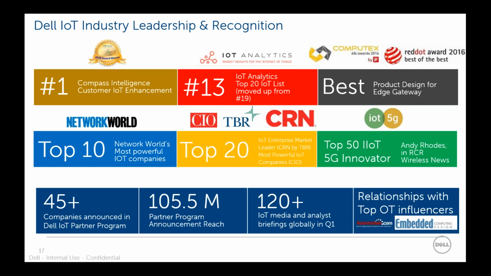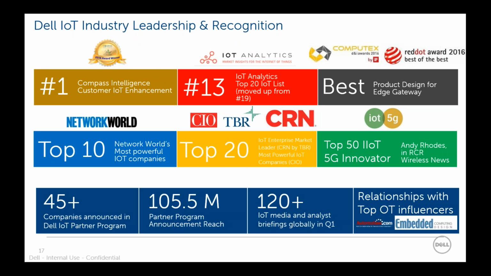The first one is from Compass Intelligence, receiving the Customer IoT Enhancement Award, being #1 there, really for our customer-centric approach to IoT and coming alongside our customers, bringing in the right partners and enabling them to get to quicker ROI in their environments. We all know there's a lot of hype around IoT, but our goal here is to really help you get to that ROI quick, to prove it out in a pilot, to then look at some of these larger, loftier goals around IoT.